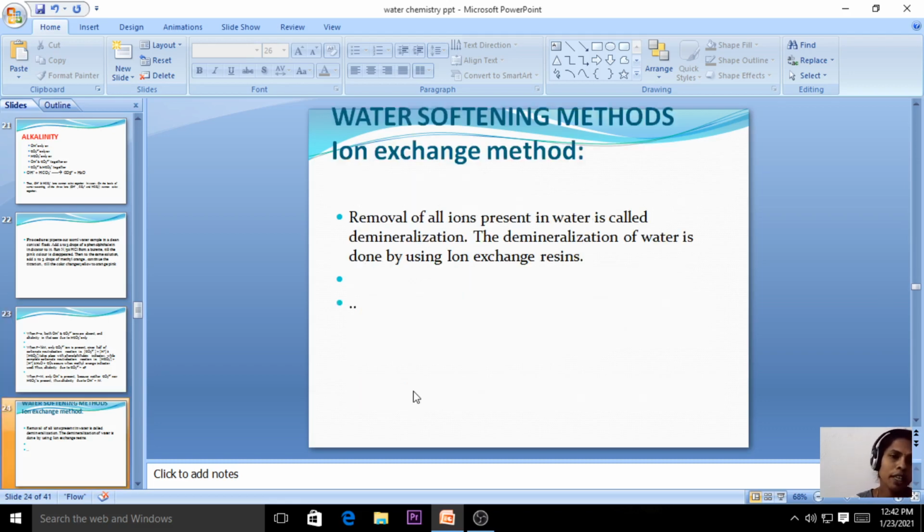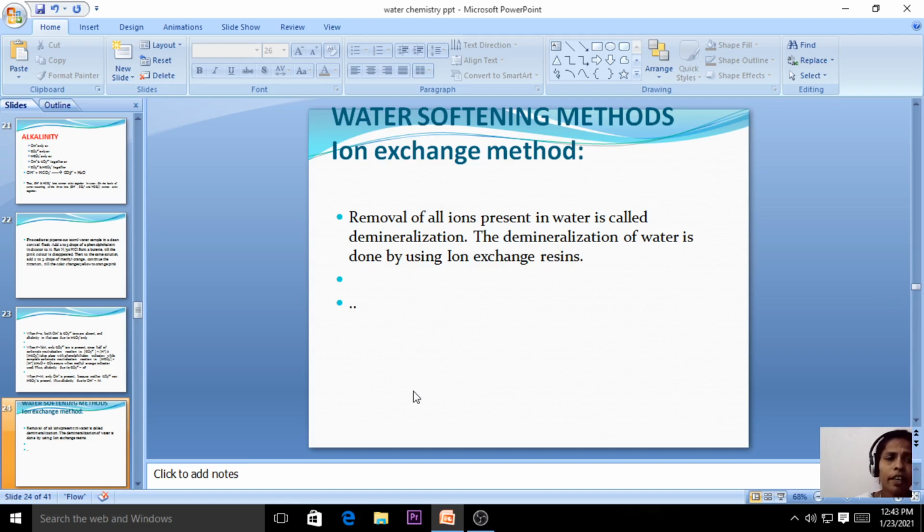So the next topic is the purification technique, the softening method. That means we are converting hard water to soft water. That is the softening method. One of the water softening methods is the ion exchange method. In your syllabus, we have the reverse osmosis method. But for the civil students, you also have the zeolite method. So today I am going to explain the ion exchange method.